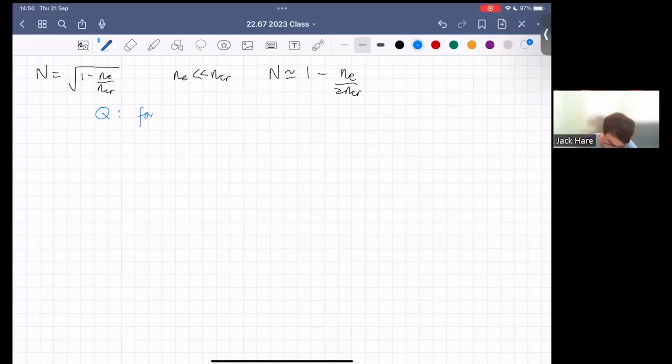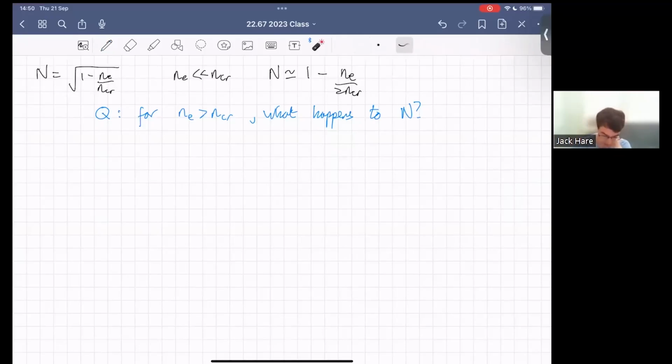For a density which is greater than the critical density, what happens to n? The refractive index. The wave becomes evanescent, right? Yeah, well, so that's the result. Yeah, so what happens to n itself? Big N. It's imaginary. Right, exactly. You've got the right answer. I just wanted to take in a few more steps.